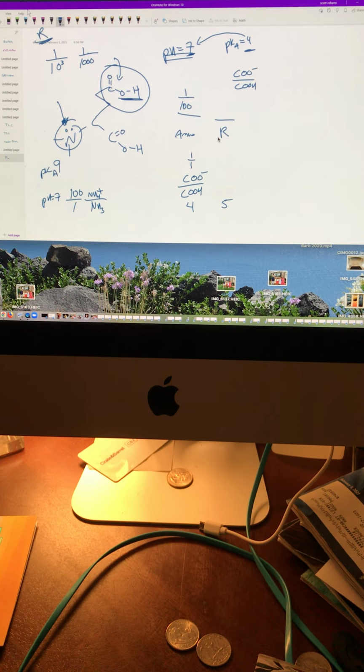At a pH of 5, who's more, the COO minus or the COOH? COO minus by 10-to-1. At a pH of 6, who's more? 100-to-1. At a pH of 7, who's more? 1,000-to-1. Do you understand? So if you have 1,000 of these guys, 999 are COO minus. What's the other one?